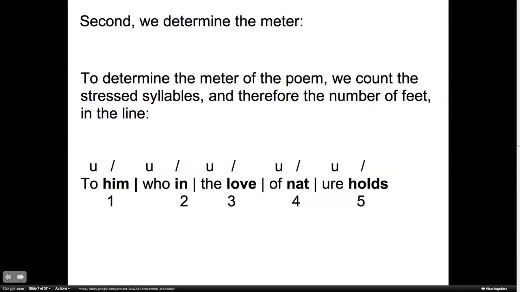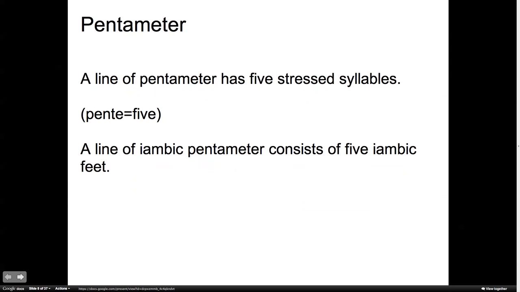Second, we have to determine the meter, which we can do by counting the stressed syllables, which will also tell us the number of feet in the line, since each foot has only 1 stressed syllable. To him who in the love of nature holds, that adds up to 5, so we know that we're dealing with pentameter, since a line of pentameter consists of 5 stressed syllables.